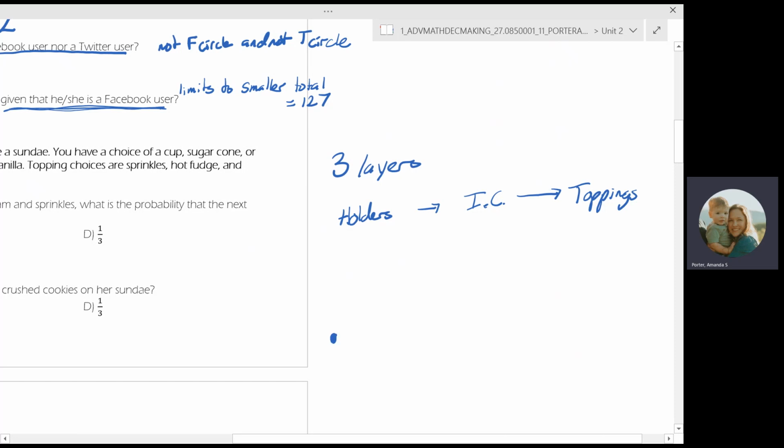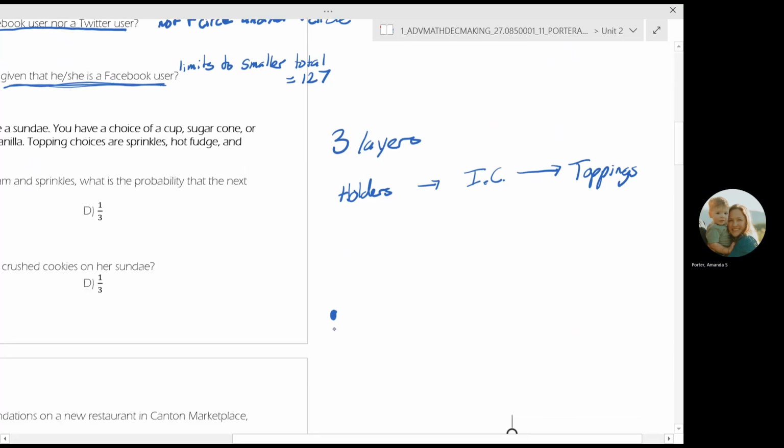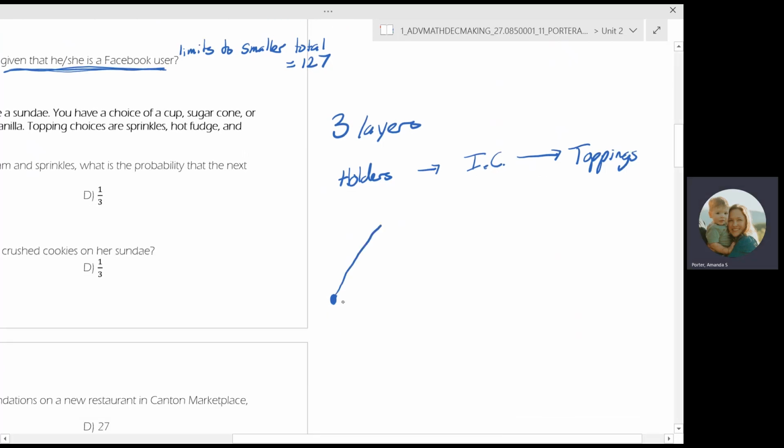So let's start with this. Your holders. You have cup, sugar cone, or waffle cone. That tells me I have 3 holder choices. I have cup, I have sugar cone, and I have waffle cone.